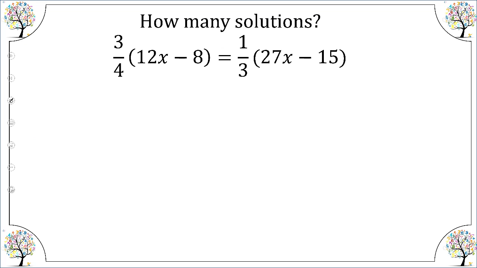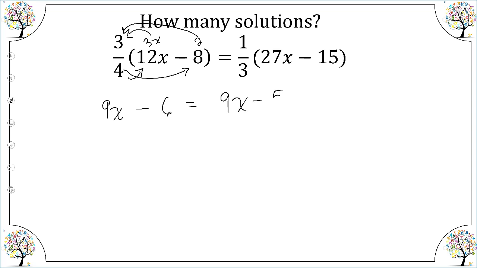So we have to distribute first. I like to divide my denominator into my whole number. 4 goes into 12x, 3x, and then I multiply it by my numerator and I get 9x. Then I multiply 3/4 times minus 8. So I say 4 into 8 goes 2, and then 2 times 3 is 6. When I multiply by a unit fraction, I'm really just dividing by that denominator. So this is going to give me 9x minus 5.